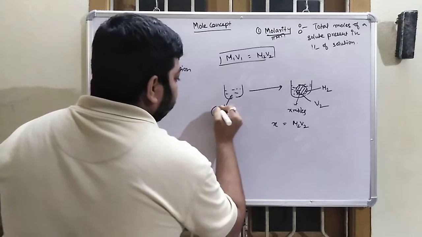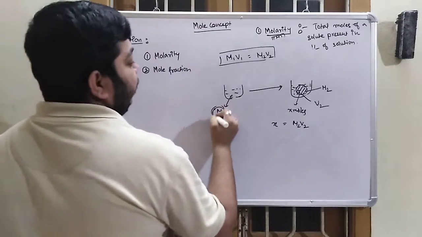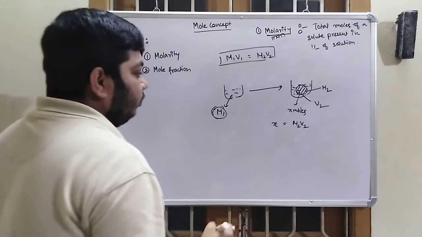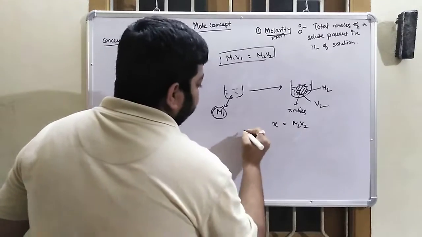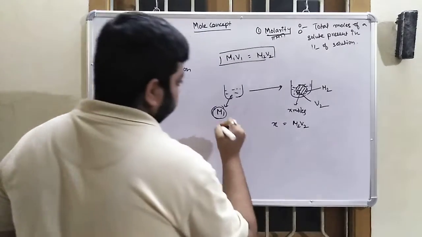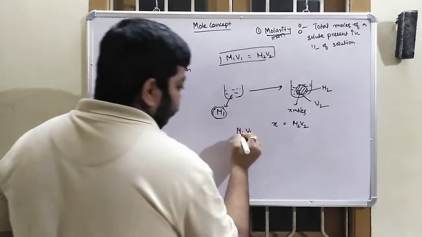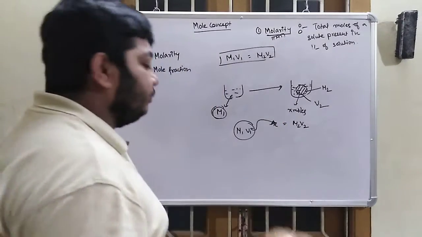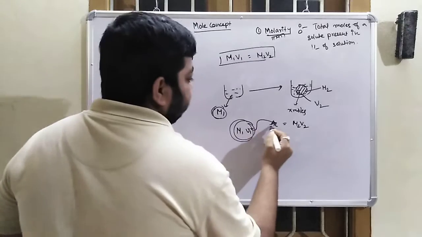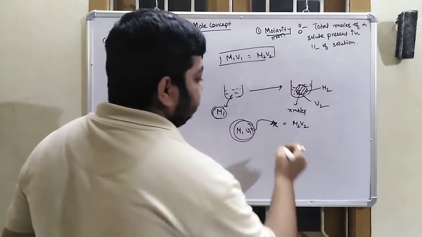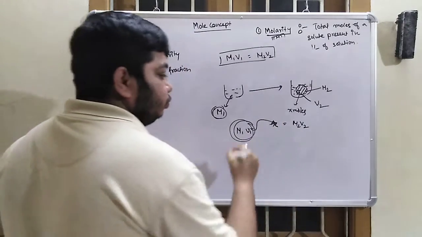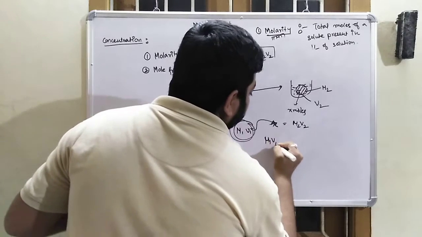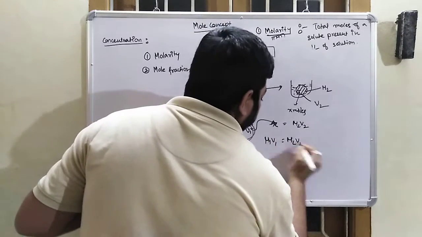Now we know this molarity M1. So from this we can calculate the volume in which X mole will be present. That means the volume in which X mole will be present, we can calculate that volume. So we can write M1V1 equals M2V2.